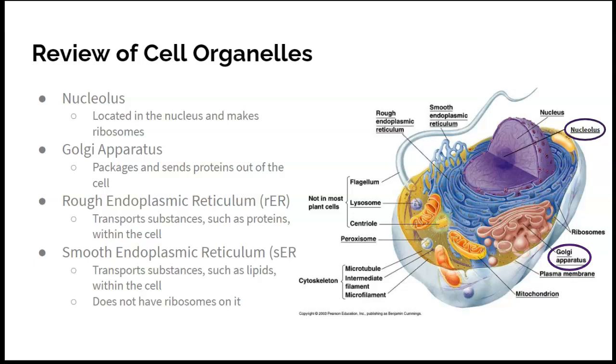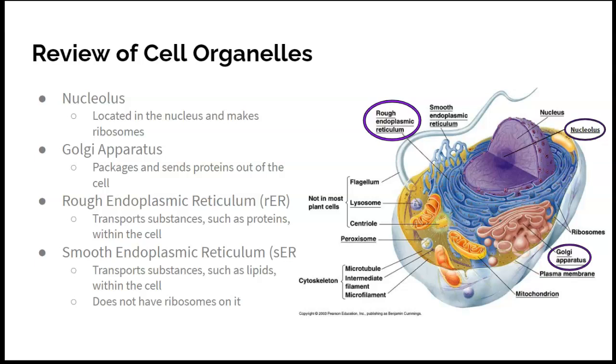And then our last two pieces are the rough and smooth version of an endoplasmic reticulum. So the rough endoplasmic reticulum is called the rough ER because it is covered in these ribosomes, which gives it a bumpy feeling. So it is rough. It has ribosomes. And you can remember that because they both start with R. And this rough ER actually does go around the entire nucleus. And it transports substances like proteins within the cell.